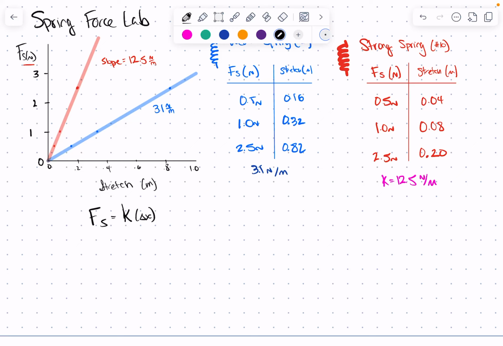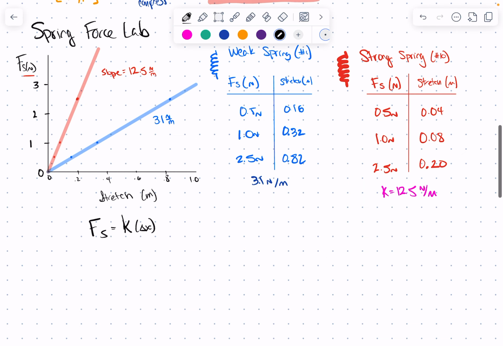So when we're talking about Hooke's Law, we can use this as a way to make some estimations. And rather than always having to collect data, we can say, okay, if we have this light spring that we started with, the weak spring, the number one spring that has a spring constant of 3.1, how much does it need to stretch in order to give us a specific force? So if we wanted to know how much this spring needs to stretch to provide 15 newtons of force.